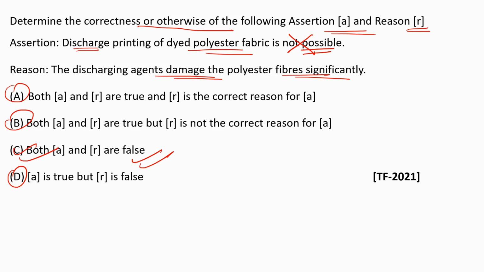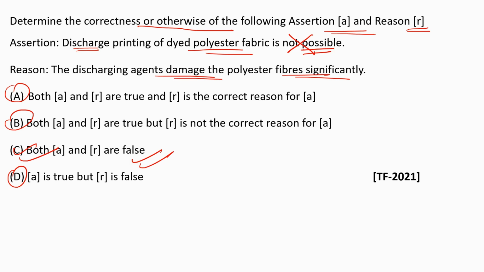Discharging agents damage the polyester fibers significantly. It is wrong, because discharging agents are used in case of polyester fibers for the dyeing and printing process, with the help of the reducing agents. But if the fabric is dyed with the HTHP method, then it is difficult to discharge the ground. But if the ground shade is obtained by the carrier dyeing method, then it is easy to discharge the ground shade.